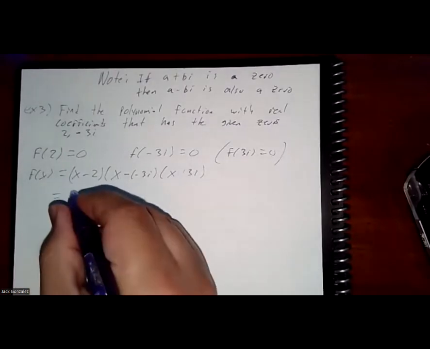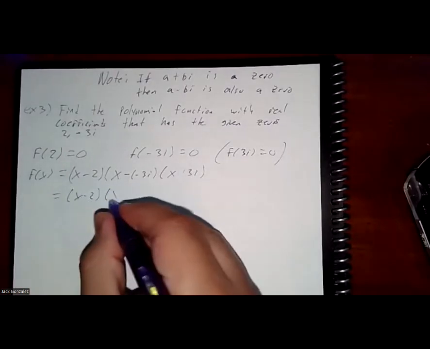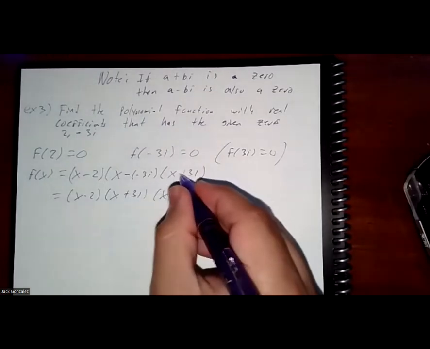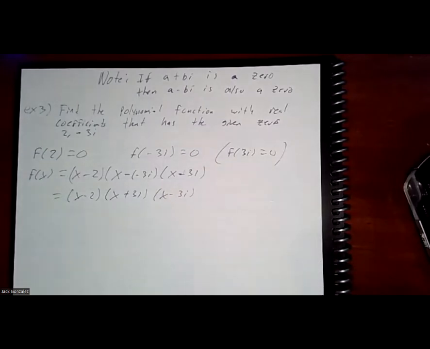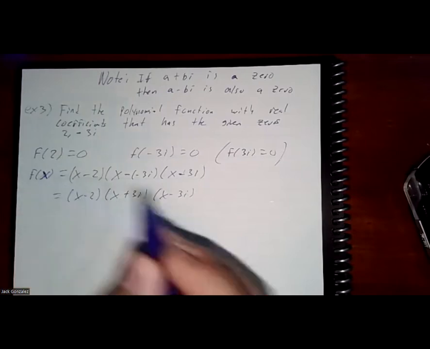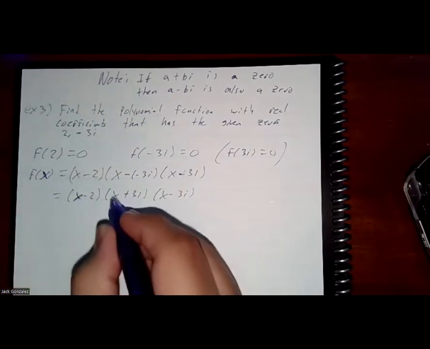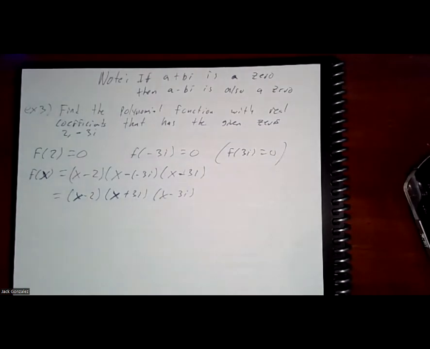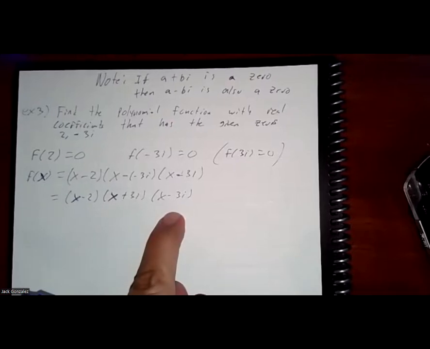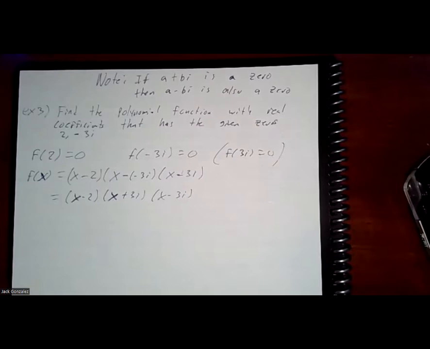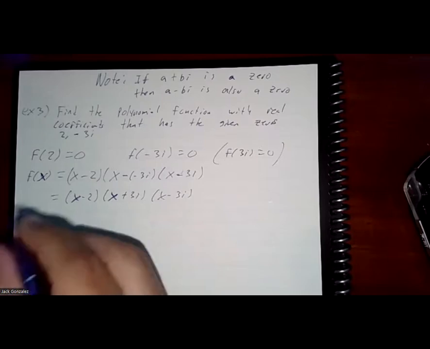So that would mean that we have x minus 2, x plus 3i, x minus 3i as my factors. So I've basically found my polynomial, using this fact that 2 is a 0 and minus 3i is a 0. So multiply all this out and you're going to get the answer that they're looking for.